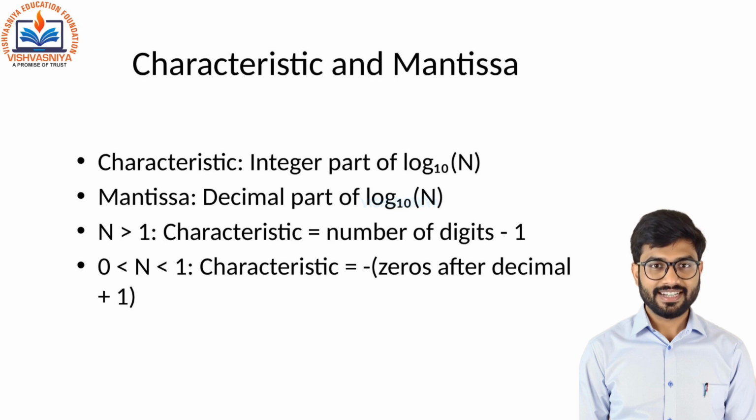Characteristic and mantissa. In common logarithms, base 10, we break the value into two parts: characteristic, the integer part, and mantissa, the decimal part. Rules: for n greater than 1, characteristic is equal to number of digits minus 1. For n greater than 0 and less than 1, characteristic is equal to minus (number of zeros after the decimal plus 1).